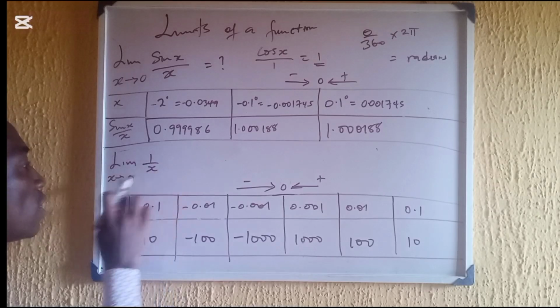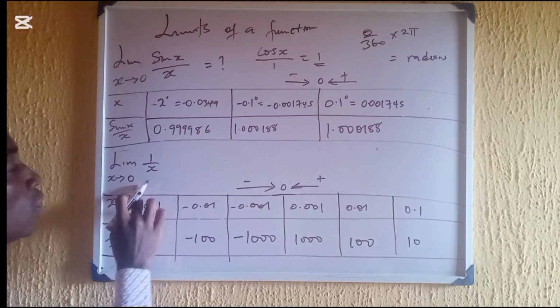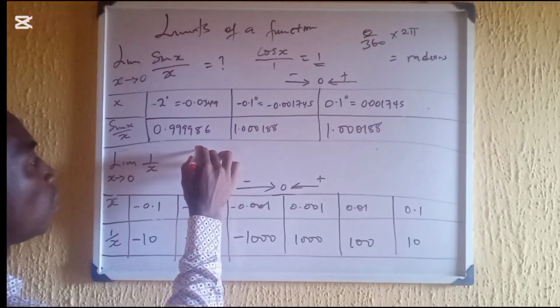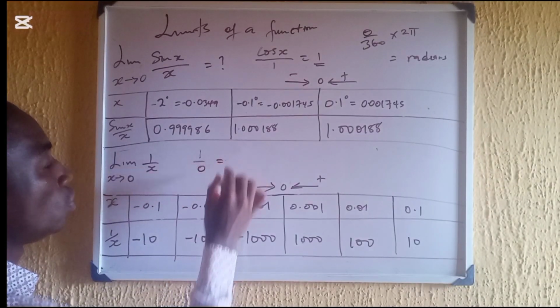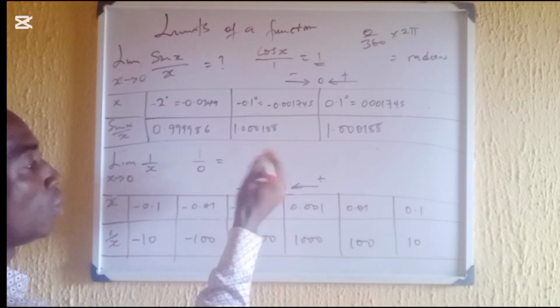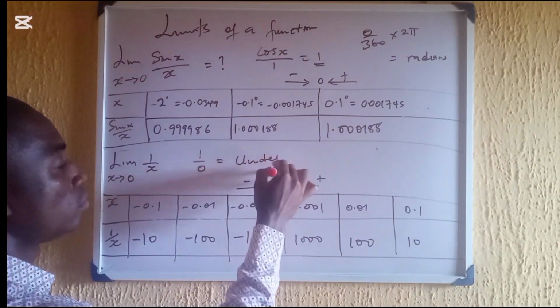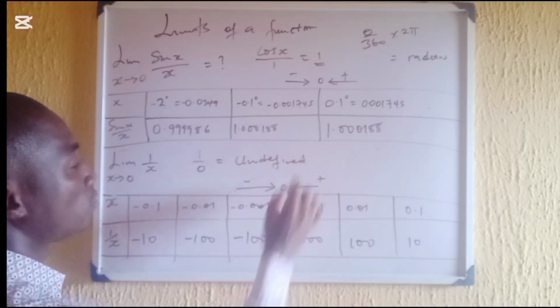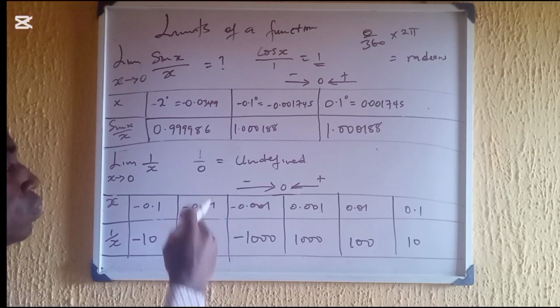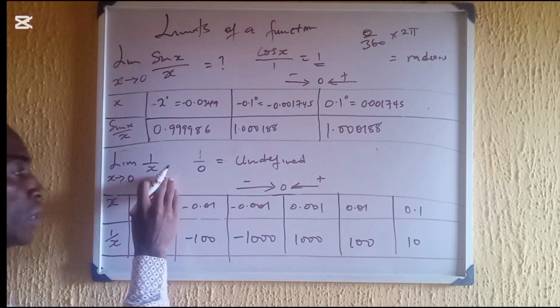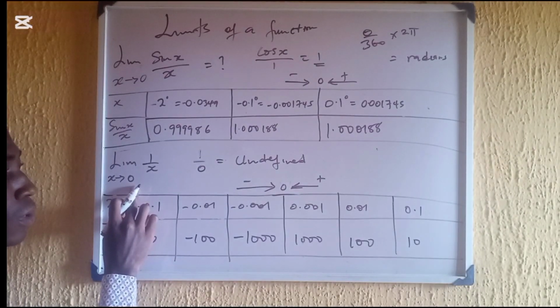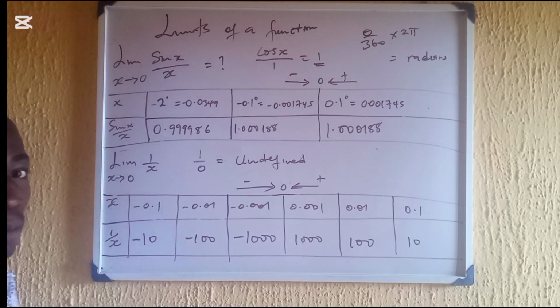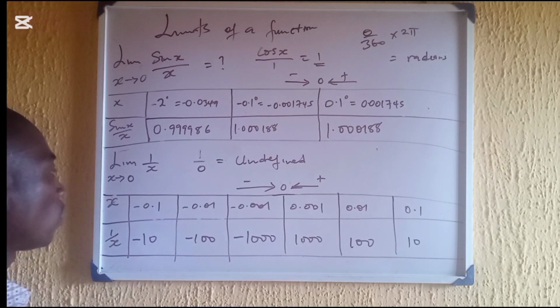Limit of 1 over x as x approaches 0. If you just put 1 over 0, you'll be having what? Undefined. So we want to know, does this function have a limit? Is there a value it tends to as x approaches 0? And to confirm, we have to approach from the left and from the right.